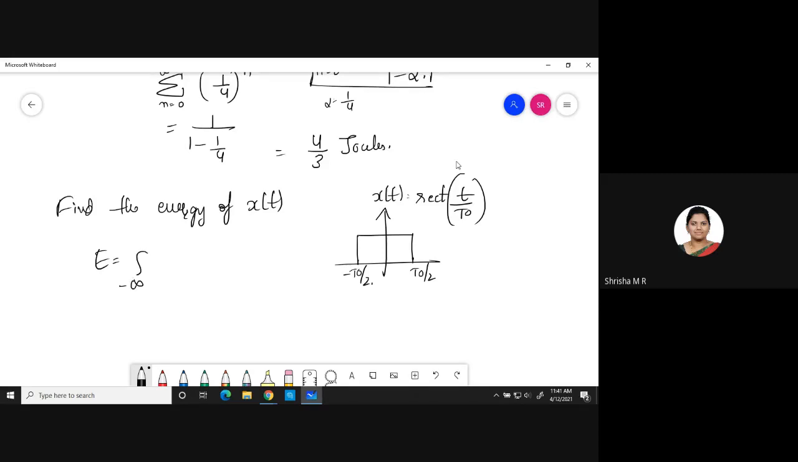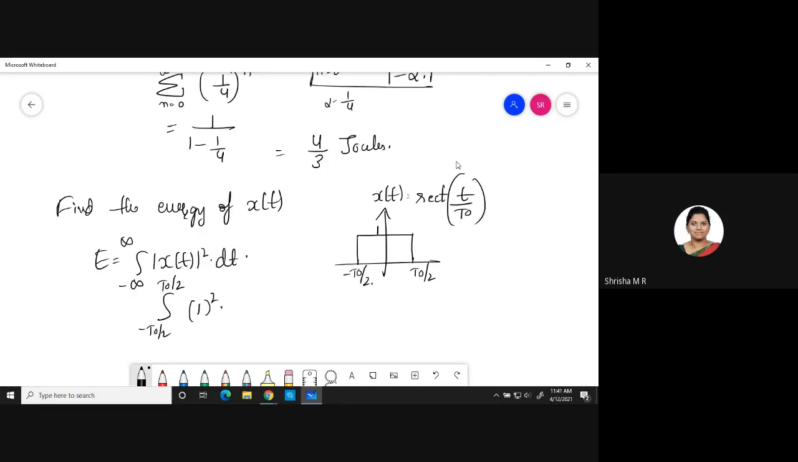Integral from minus infinity to infinity of the modulus of x(t) whole squared dt. So what are our limits? The signal exists from minus T0 by 2 to plus T0 by 2. What is the amplitude? It's 1 here. So what is x(t)? It's a rectangular signal with amplitude 1.